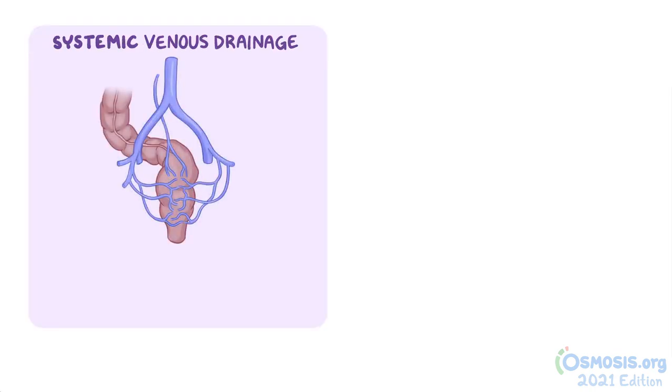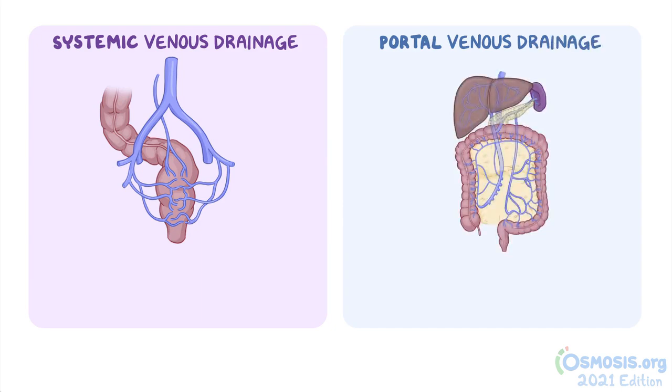Now, let's switch gears and look at the venous drainage of the abdominal viscera. First, let's discuss how there's both a systemic venous drainage system and a portal venous drainage system. The systemic venous system occurs when venous blood drains from a single capillary bed and has a direct course to drain into either the inferior or superior vena cava, which returns blood to the right atrium.